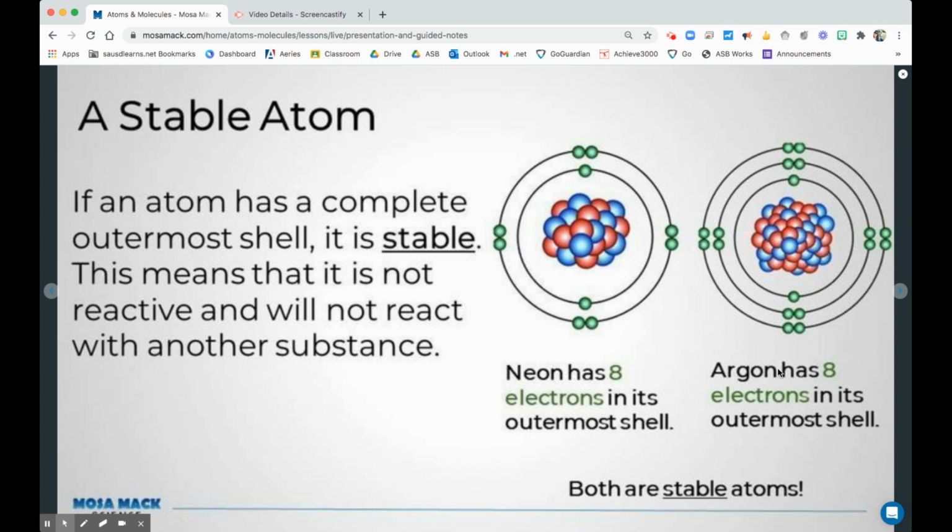And let's take a look at argon over here. Again, we're only counting the outermost shell. 1, 2, 3, 4, 5, 6, 7, 8. Both have 8 on the outermost shell, therefore both atoms are stable. As long as the atom has 8, the atom will be stable.